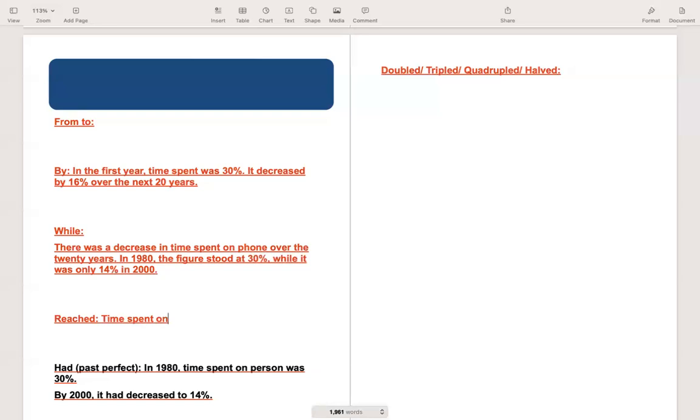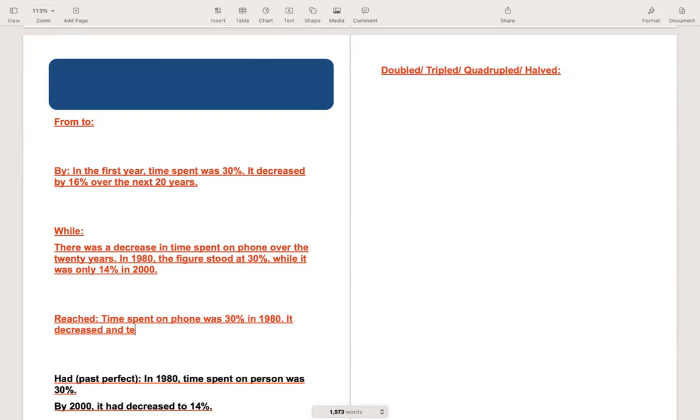Time spent on phone was 30% in the first year. Then it decreased and reached 14% in 2000. So that's another way to say reached. That's how you do it. And half we already looked at.